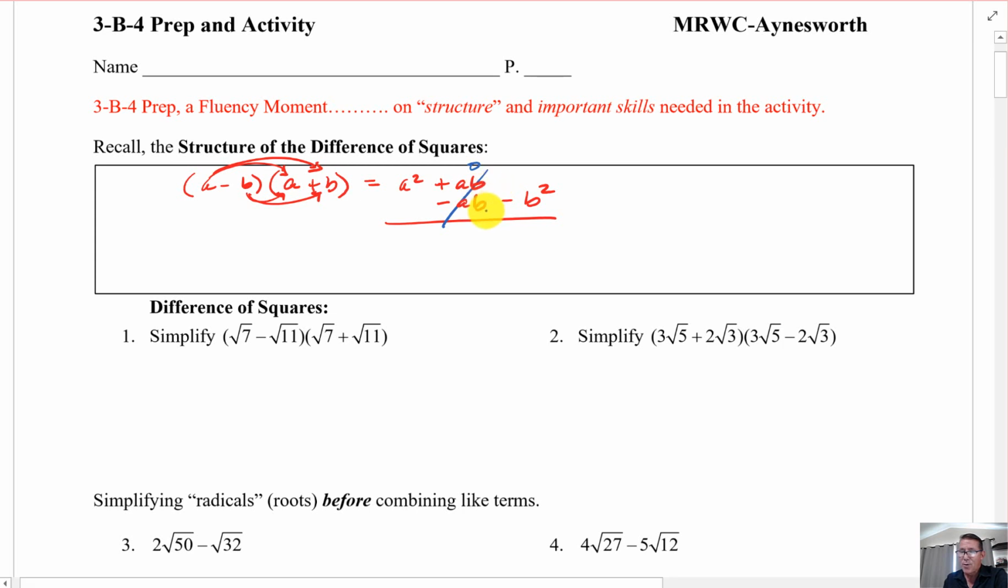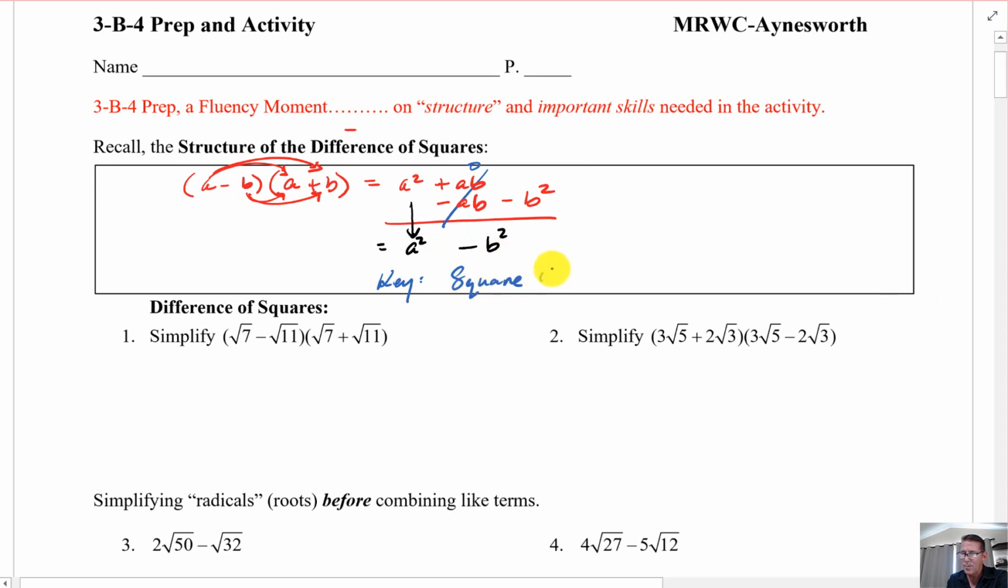If you have ab and you subtract ab, then you have nothing remaining. You have 0 left over. So what we get left over is a squared minus b squared. And we call this the difference of squares. This is equal to a squared minus b squared. That's why we call it a difference of squares, because difference obviously means subtract, of two squares. a squared is a square and b squared is a square, so you just square both and subtract. So that's the key concept right here. You square both terms and subtract.